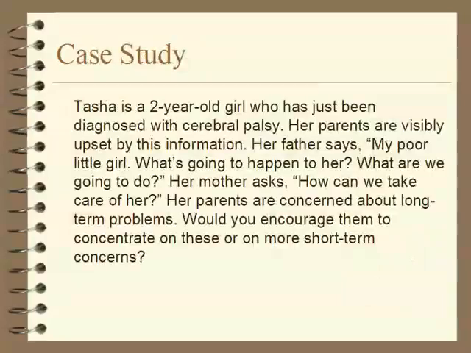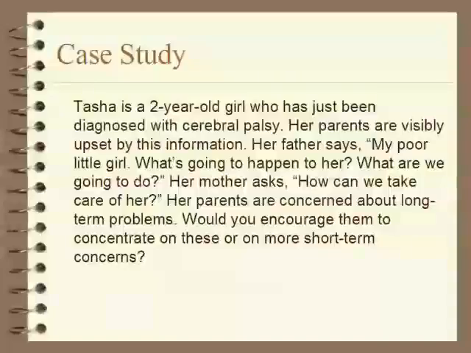Just to look at this case study here, it says Tasha is a 2-year-old girl who has just been diagnosed with CP. Her parents are visibly upset by this information. Her father says, "My poor little girl, what's going to happen to her? What are we going to do?" Mom asks, "How can we take care of her?" Parents are concerned about long-term problems. Would you encourage them to concentrate on these or on more short-term concerns?